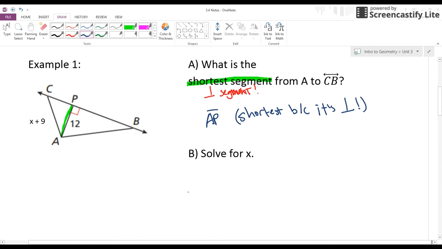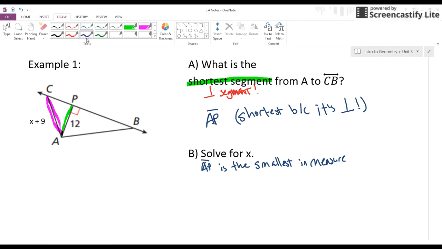Okay, so now the question is, what do you mean by solve for x? Take a look at B. X is right over here. We have this x plus 9, right? How does that factor into what we're doing? Remember, our shortest segment is AP. So no matter what, AP is the smallest in measure. If you look at this x plus 9, that's CA, this segment right here. It doesn't matter what it is, it's going to be bigger than PA.